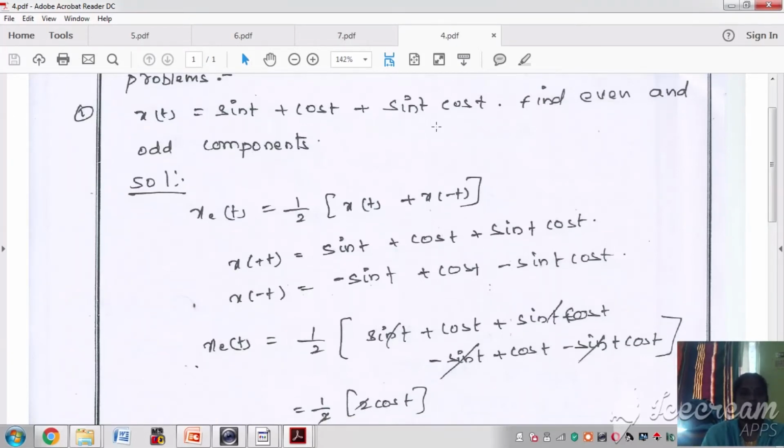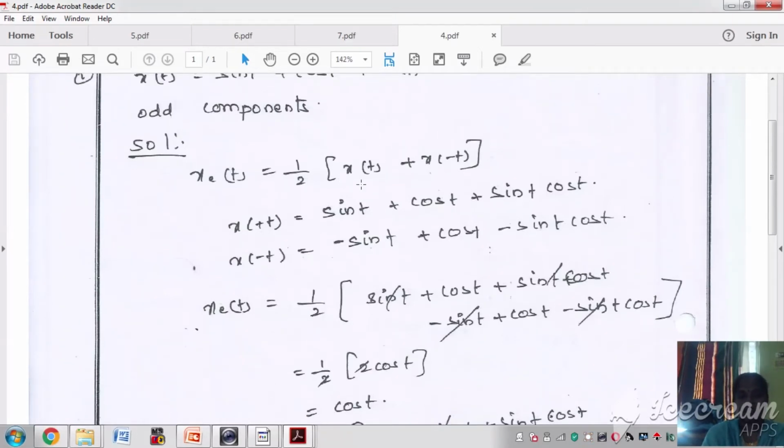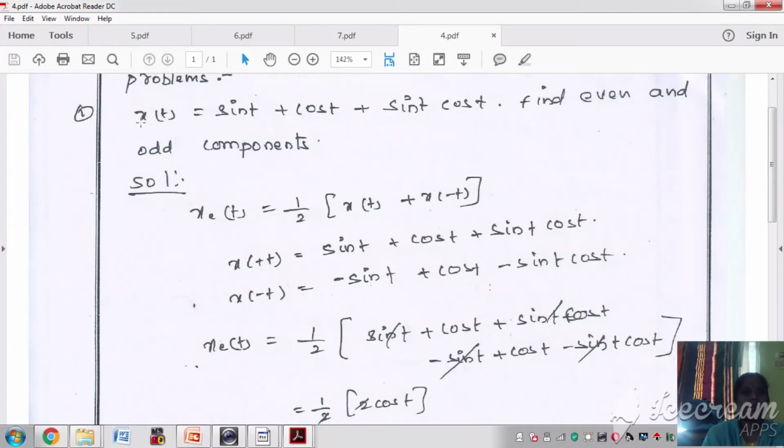So already I told the formula for the even signal: x e of t is equal to 1 by 2 x of t plus x of minus t. X of t is given here, so no problem, you are going to take x of t. And next, what you are going to substitute? Substitute t equal to minus t in this given equation. First we substitute t equal to plus t, and second we substitute t equal to minus t. Now t equal to minus t I substituted.